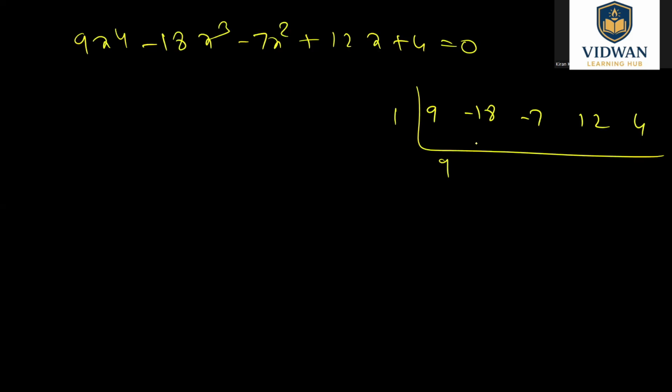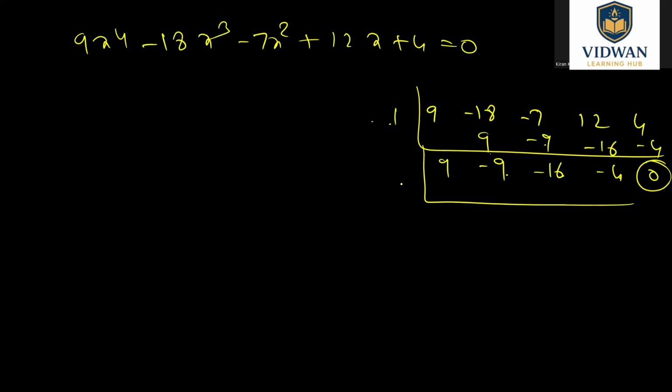Carry the 9 down. 1 into 9 is 9. Then minus 18 plus 9 is minus 9. Minus 9 into 1, minus 9. Minus 7 minus 9 is minus 16. Again, minus 16 into 1 is minus 16. 12 minus 16 is minus 4. Minus 4 into 1 is minus 4. 4 minus 4 is 0. If you get a 0, that means this is a root. So 1 is one root.